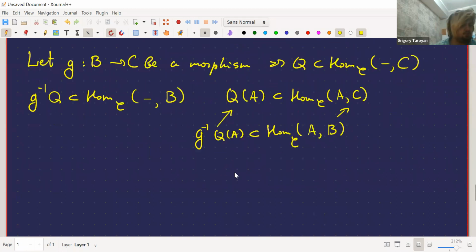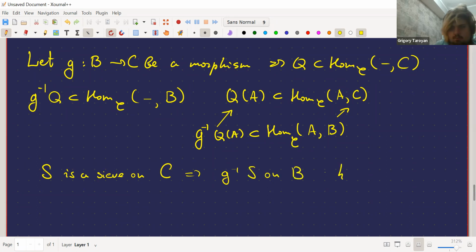Okay, and so we can do the similar thing for sieves. If S is a sieve on C, then we have a sieve G minus 1 S on B defined like this. So that's precisely the pre-image of the sieve on B.